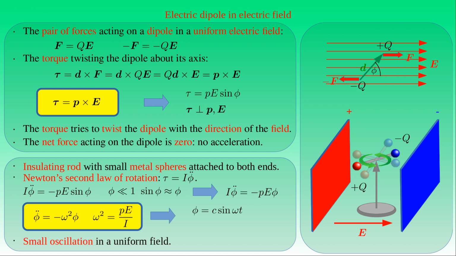We can also give the period T of the harmonic motion of the dipole in the electric field defined as 2 pi over omega, which is equal to 2 pi times the square root of the ratio of I to P times E. The greater the electric field and the dipole moment are and the smaller the moment of inertia is, the greater the frequency of the oscillation or the smaller its period is.